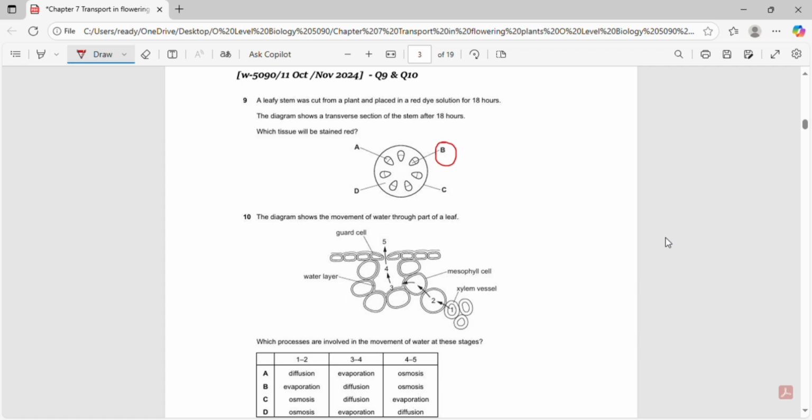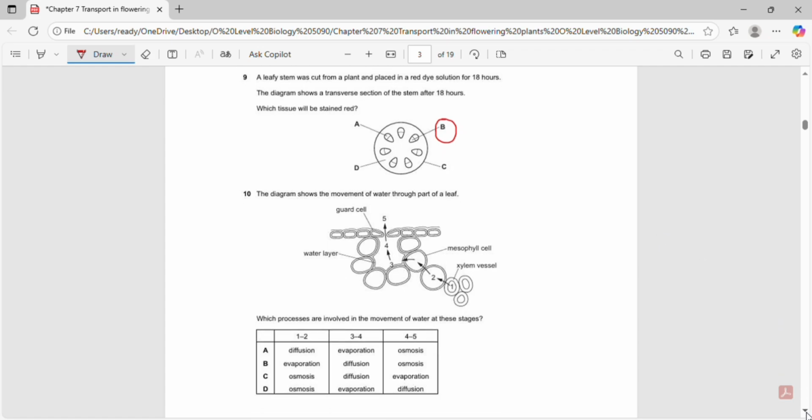Next we have another MCQ, and here they have given us a diagram and it says, the diagram shows the movement of water through part of a leaf. And they gave these options and asked, which processes are involved in the movement of water at these stages. So we'll mark option D. Because the water moves into the leaf by osmosis, then evaporates into the air spaces, and finally diffuses out through the stomata. Option D is correct as it includes osmosis, evaporation, and diffusion, the 3 key processes in water movement through a leaf.